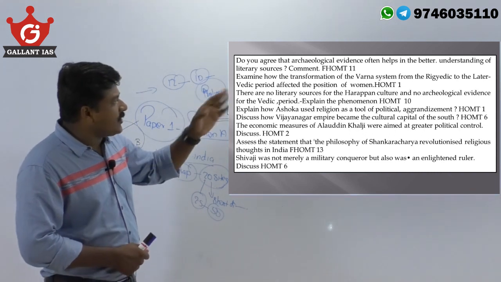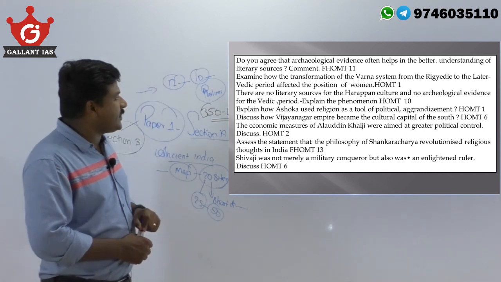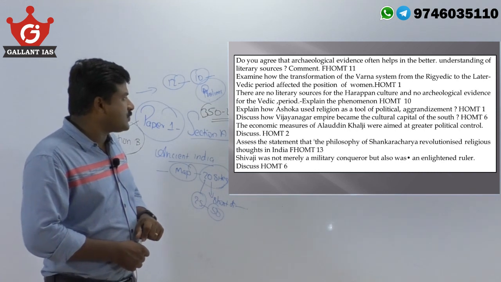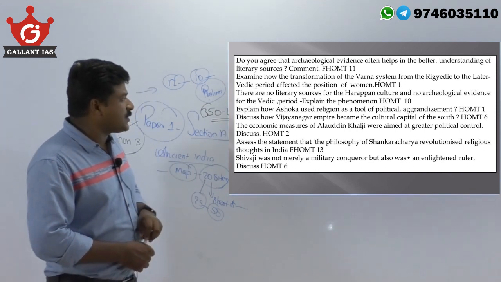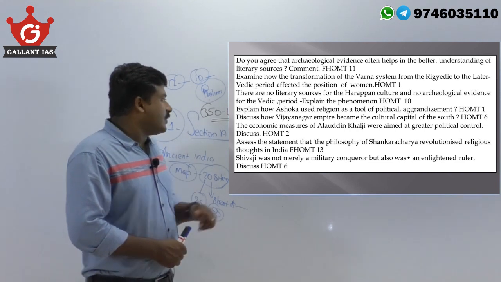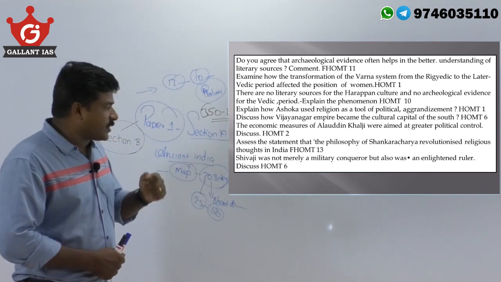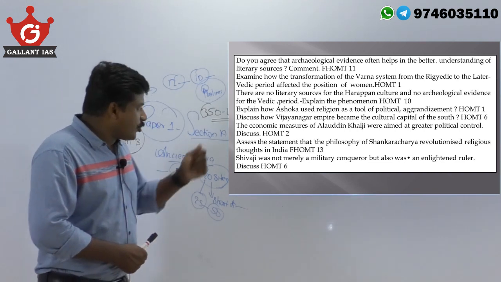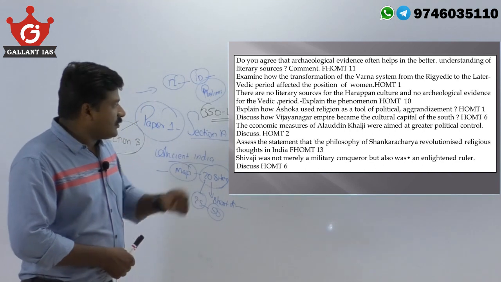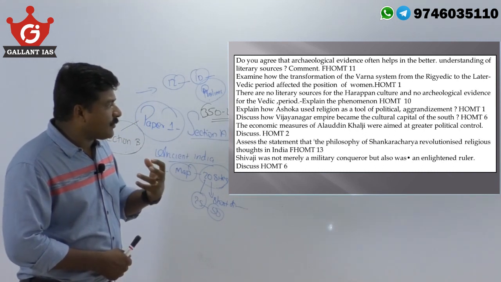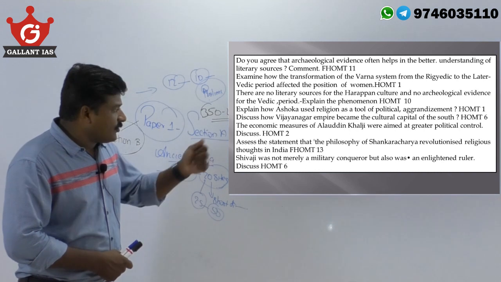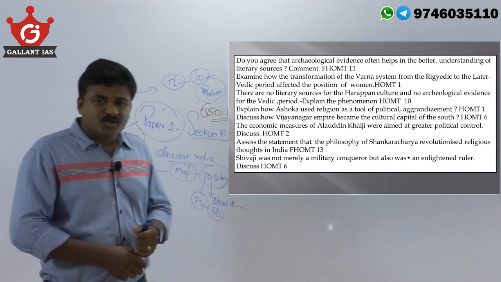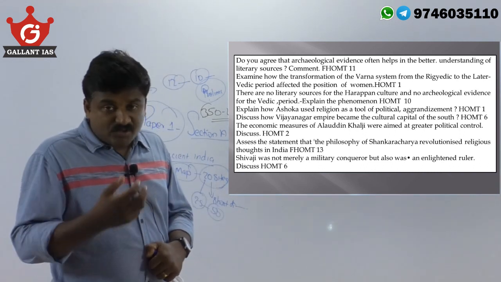You can see: archaeological evidence often helps in better understanding of literary sources. Examine transformation of Varna system from Rigvedic to later times. Then, no literary sources for Harappan culture, no archaeological evidence for Vedic. Explain how Ashoka used religion as a political tool and Dhamma as his diplomatic strategy. Economic measures of Alauddin Khilji. Then Vijayanagara Empire, how it became the cultural capital of the south. Philosophy of Shankaracharya. Shivaji not a military conqueror, he was an enlightened ruler. So these are easy questions we have already done and these are repeated questions.